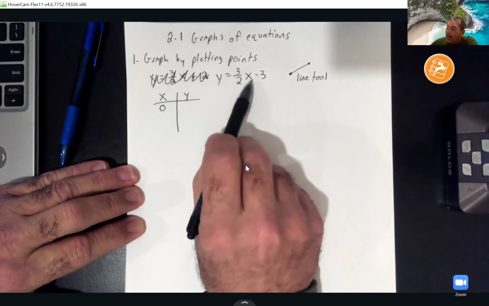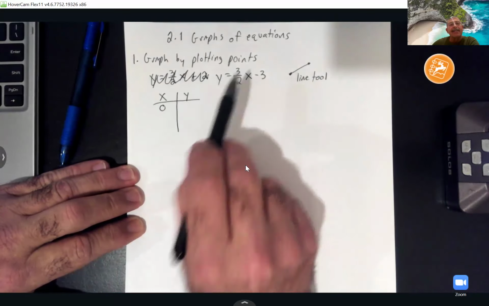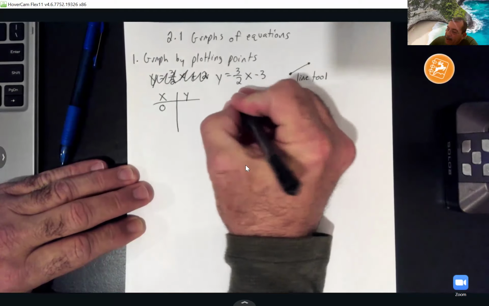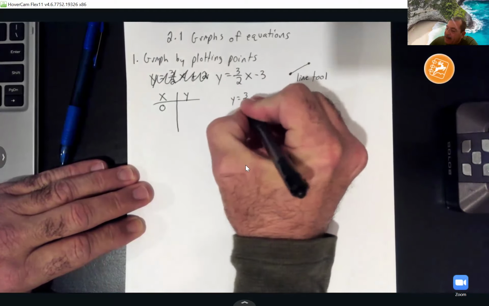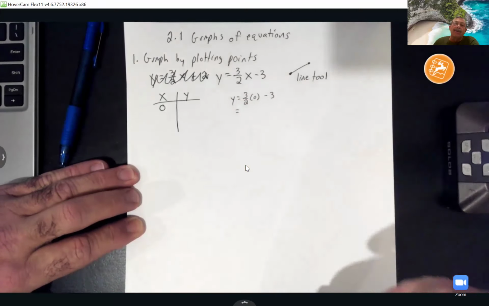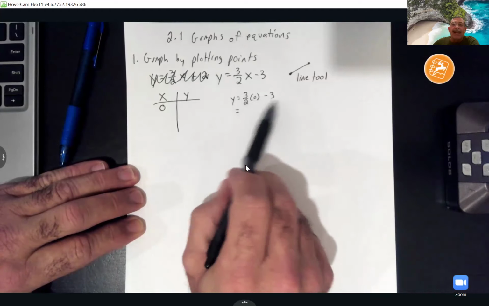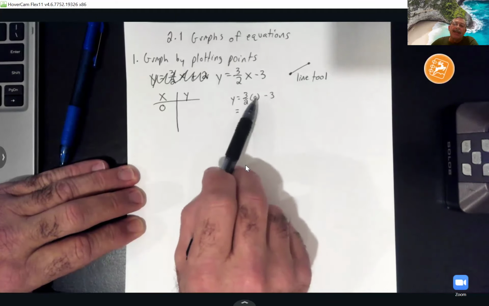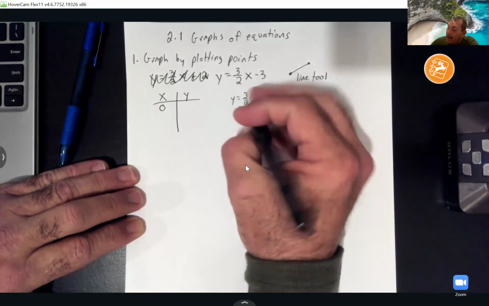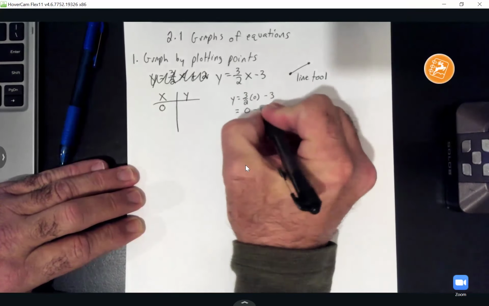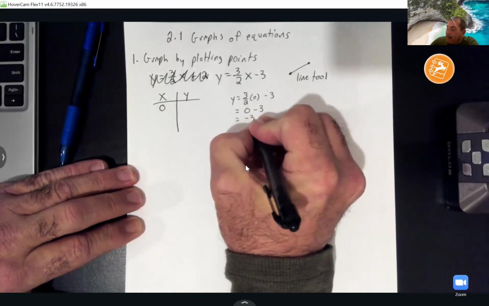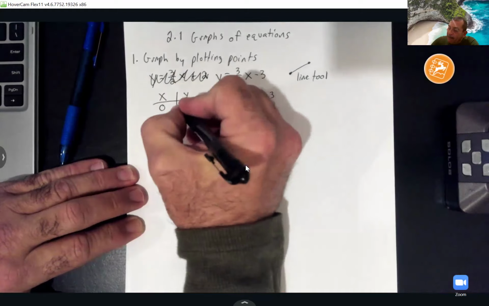So what I want to do now is put the 0 in for the x and see what that gives us for the y value. So you would come over here and put that number in for your x. Then it's just order of operations, multiply, then subtract. The reason I pick 0 is because 0 times 3/2 gives me 0, minus my 3, which gives me a y value of -3.